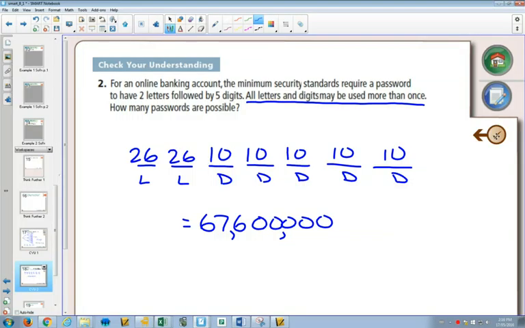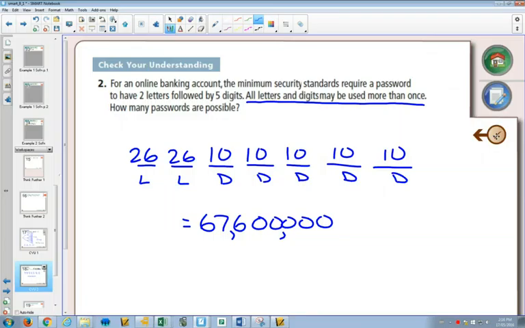The first branch in your tree diagram would have 26. And then off each of those, you'd have to do 26. And then off each of those, 10, and then 10, and then 10, and then 10, and then 10. And you would list all 67,600,000.